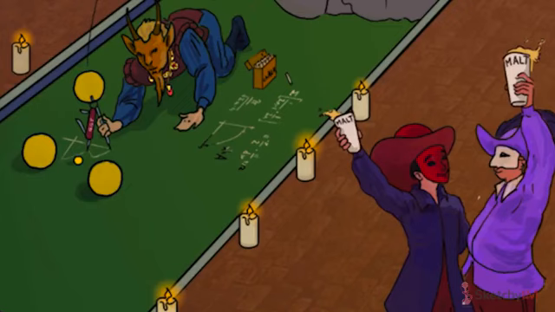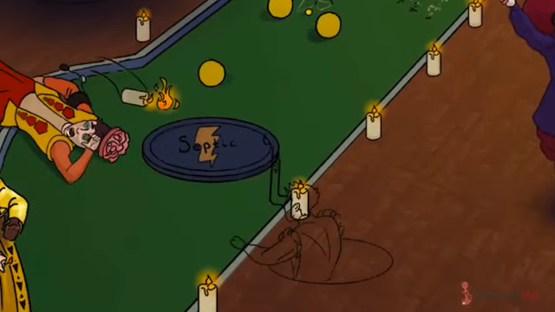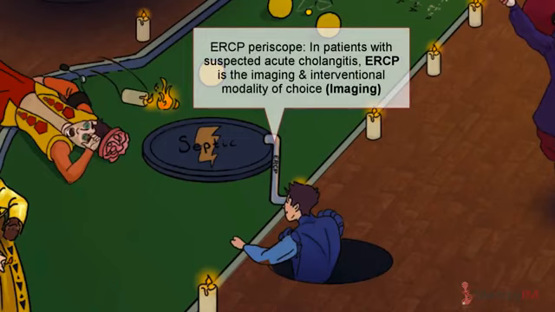Your history, physical exam, and a few routine labs should all but cinch the diagnosis of acute cholangitis. When you do suspect acute cholangitis, your next step should be to get some imaging. So, up periscope. The ERCP periscope, that is. ERCP is the imaging and interventional modality of choice for acute cholangitis.